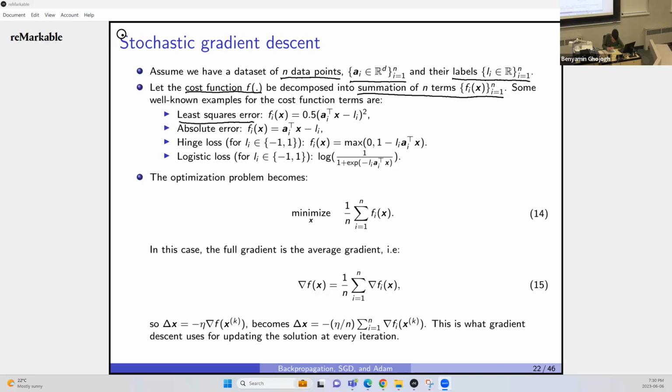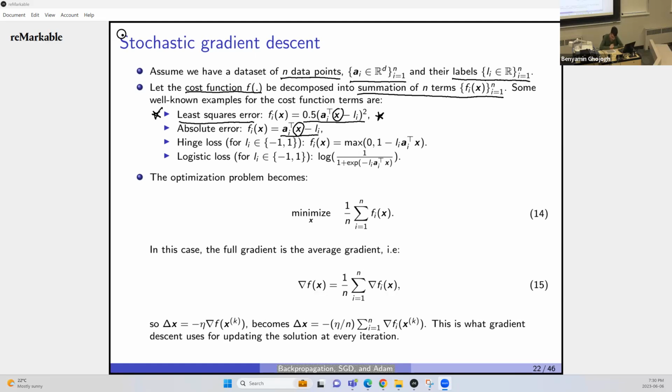For example, least squares error like this, f_i, you can consider it as this, and absolute error, we can consider it as this. So the x here is the weight, a_i is the data, and l_i is the label. This is saying that let the last layer of the neural network be x, for example, and A transpose x means that you apply it to the input of the last layer of the neural network, which is a_i.